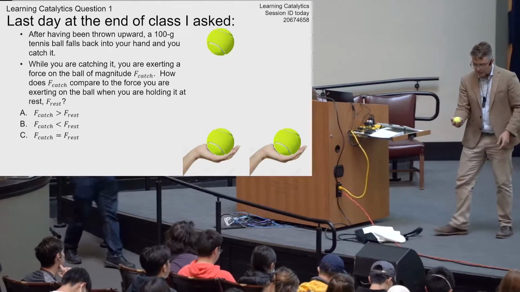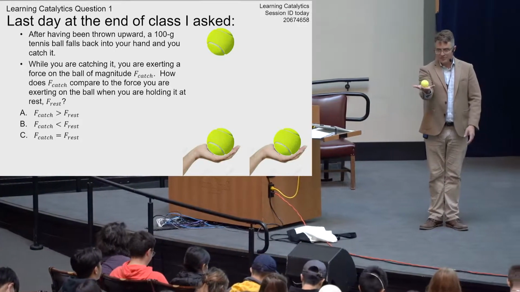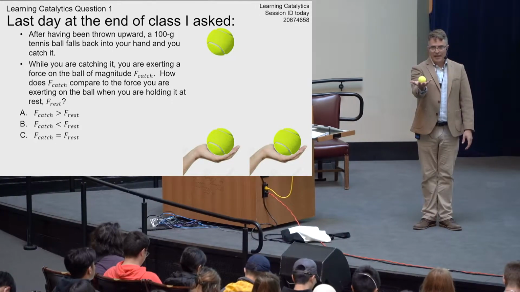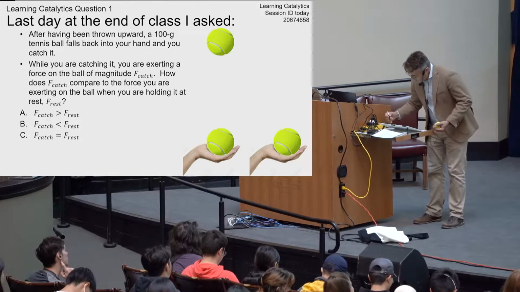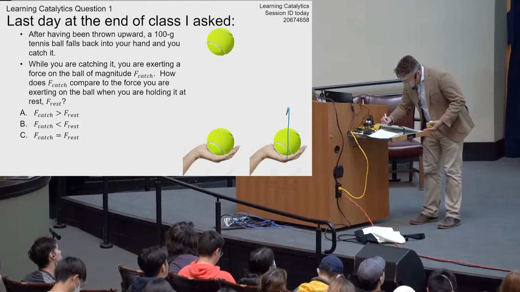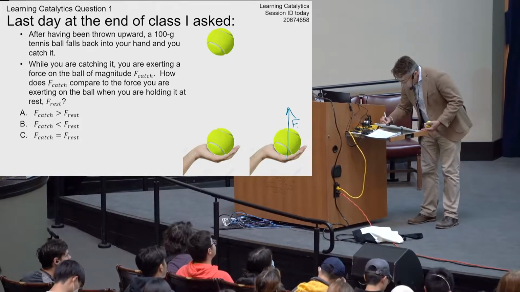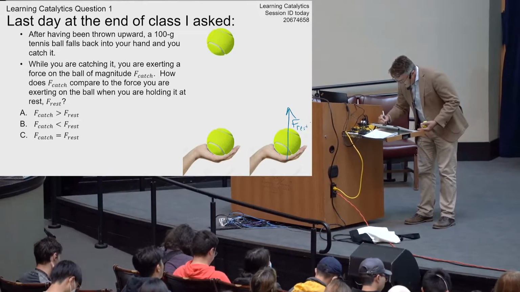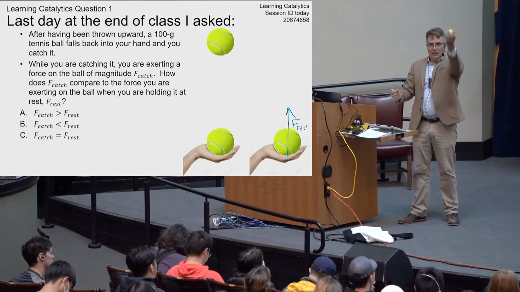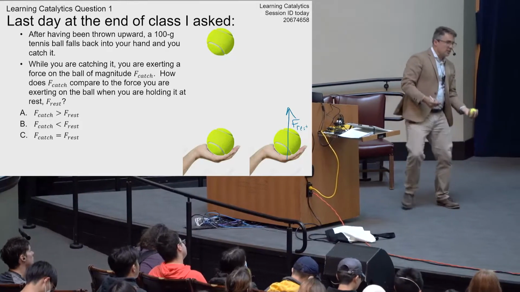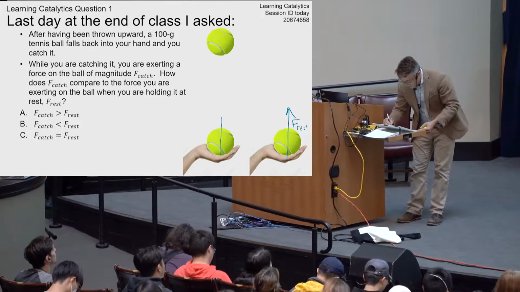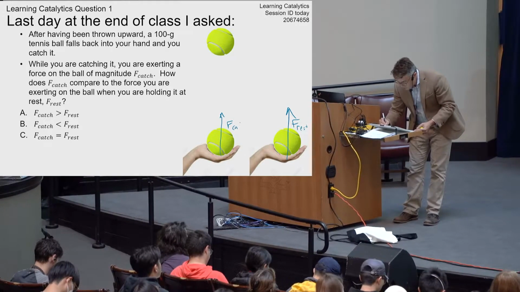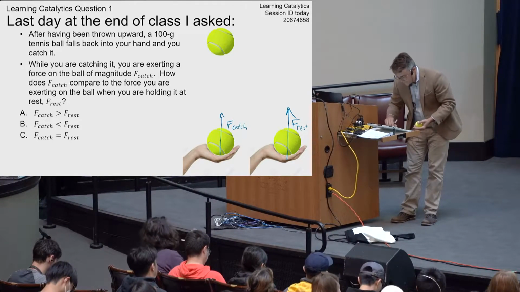We talked about it at the end of class. So there's F rest. That is this upward force I push on the tennis ball when it's at rest, of the hand on the tennis ball. I'm going to call it F rest or something like that. And then after it's thrown up and I catch it, there's F catch or something like that of the hand. F catch. So how do those two compare?